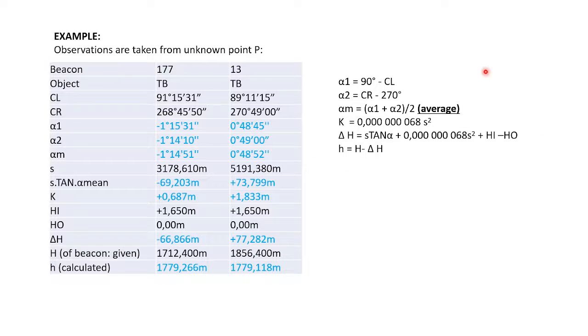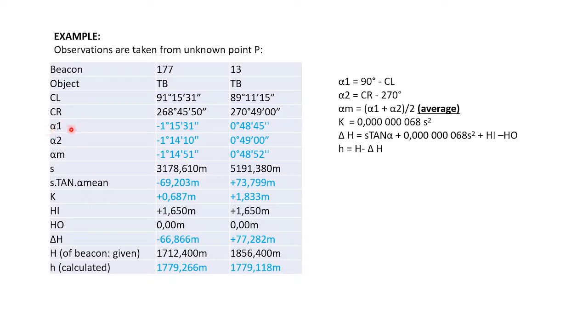Then these are some of the formulas that you need to remember. For example, the 90 degrees minus circle left. So let me start with, okay, so this is a trigonometrical beacon. That's the type of objects there are. Then we have our circle left readings and our circle right readings for these 2 beacons.